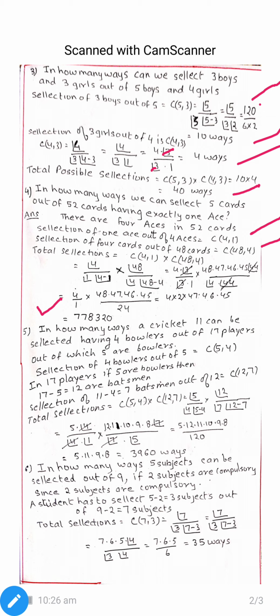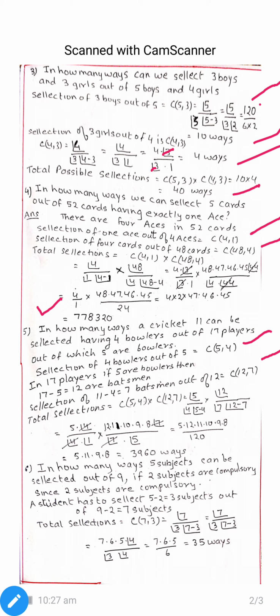In how many ways can a cricket 11 be selected having 4 bowlers out of 17 players, out of which 5 are bowlers? Selection of 4 bowlers out of 5 is C(5,4). Then in 17 players, 5 are bowlers, so 17 minus 5, 12 are batsmen. Now we have to select out of 11, 11 minus 4, 7 batsmen out of 12. That is C(12,7). Total selections possible is C(5,4) into C(12,7).